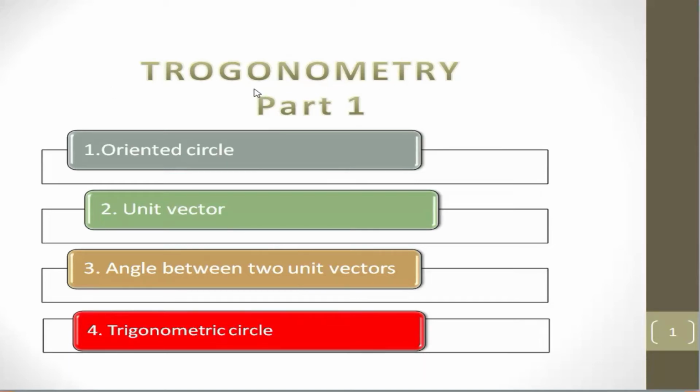Hello everyone, in this lecture we're going to study trigonometry part 1, or lecture 1 in trigonometry. We'll study first the oriented circle. What do we mean by oriented circle? Unit vectors, angles between two unit vectors, and the trigonometric circle.